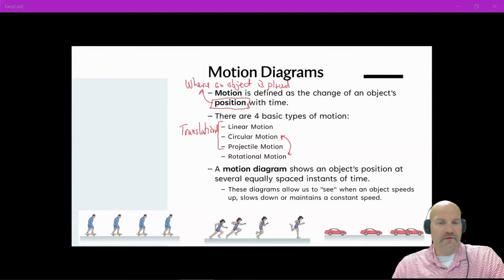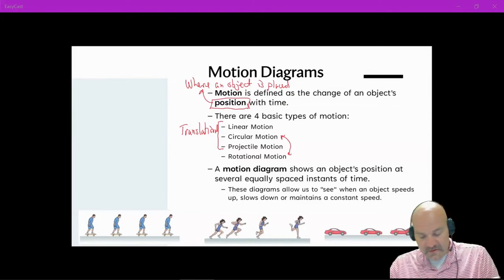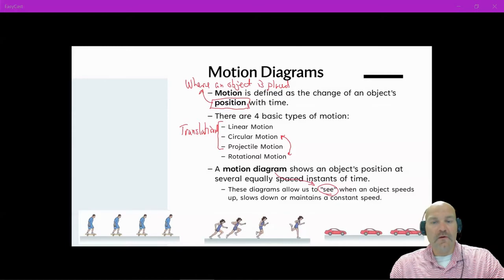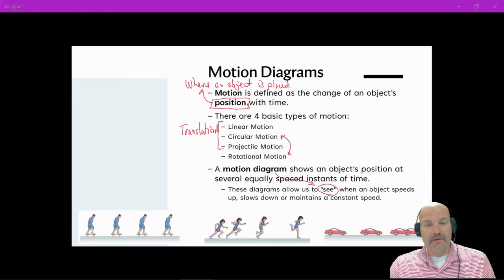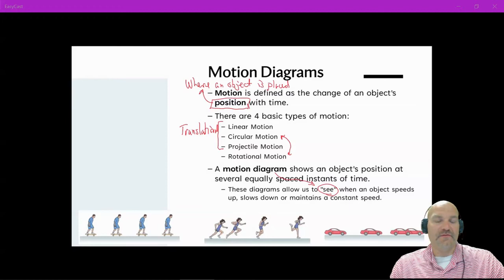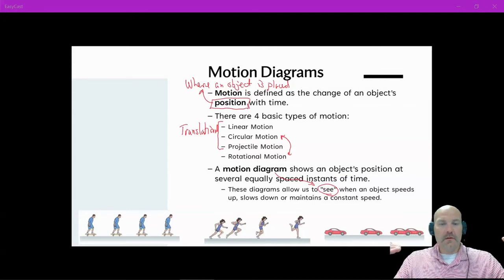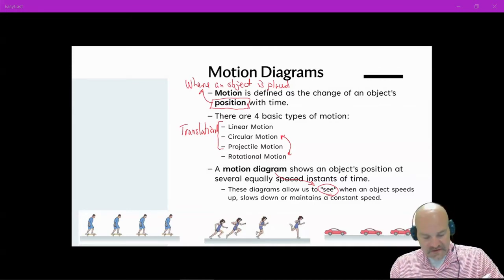For the first couple of videos, we're going to study motion diagrams. Motion diagrams simply show an object's position at several equally spaced instants of time. Basically, motion diagrams allow us to see when an object speeds up, slows down, or maintains constant speed. We put "see" in quotation marks because this is like a frame-by-frame picture of the motion, but we're going to combine it all into a single frame so that we can see what's happening.